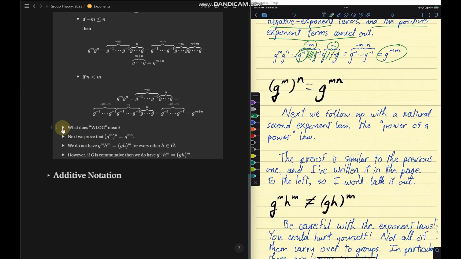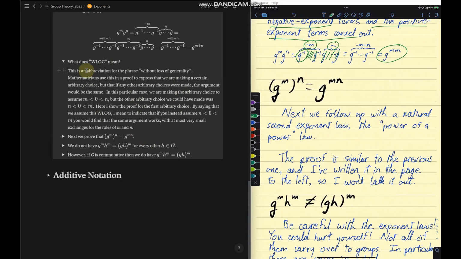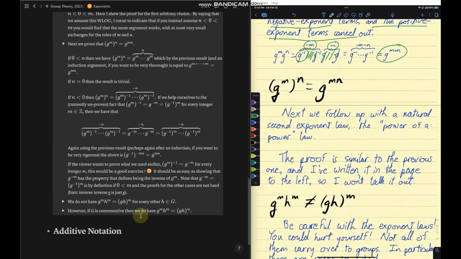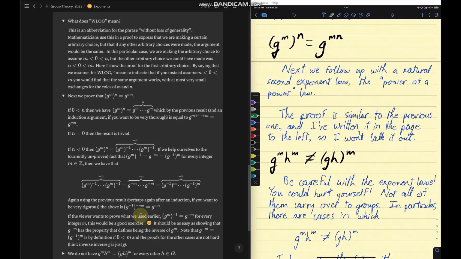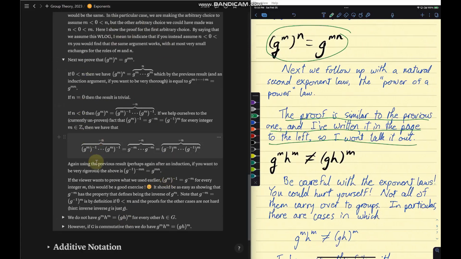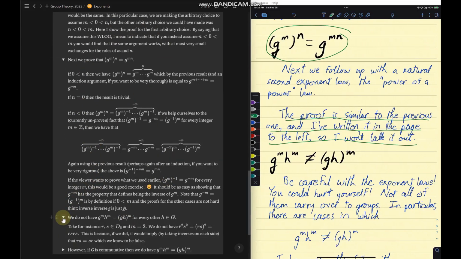If you're a little unfamiliar with the use of a without loss of generality proof, I have a little something for you here if you'd like to pause the video and take a look, but I'm going to just keep going with the rest of the exponent laws. And so the next exponent law is going to be this power of a power law. g to the m to the n is the same thing as g to the mn. So the proof is similar to the previous one, and I've written it in the page to the left. So I won't talk it all out, right? You can see a bunch of stuff over here that doesn't give a complete proof, but it should give you the idea.